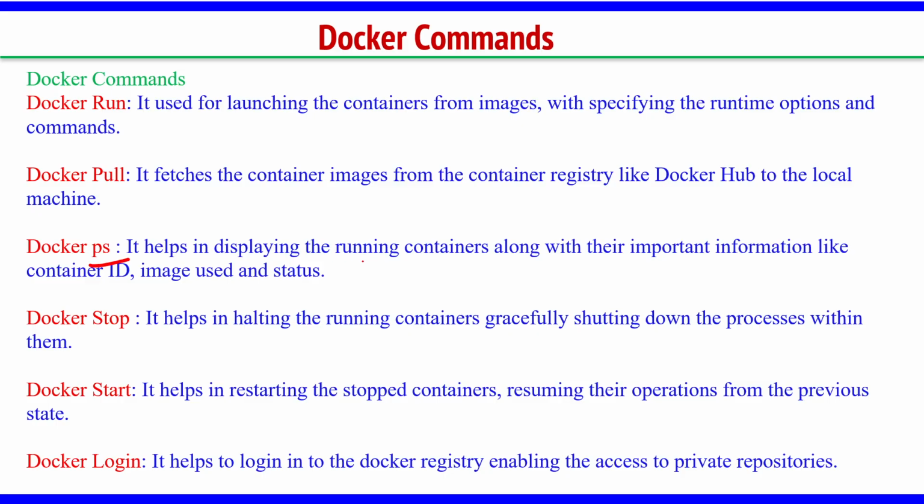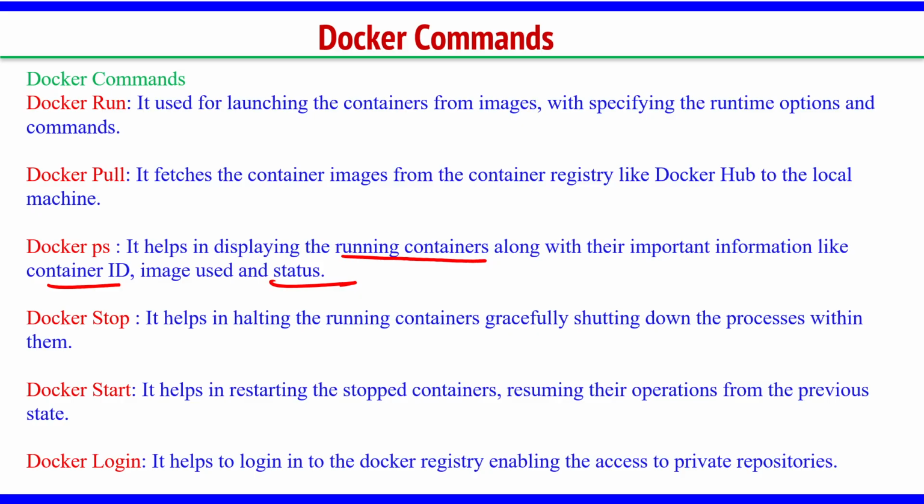Then the third command is docker ps, right. It helps in displaying the running containers along with important information like container ID, image used and status. Okay. ps is like our ls command. It will show you all the available files and directories in the folder, right. Same way we have docker ps. So, once I give the docker ps command, it will show all the running containers along with their container ID, and in each container what is the image, what is the name of the image, some details about the image and their status, all that can be known to us using the docker ps command.